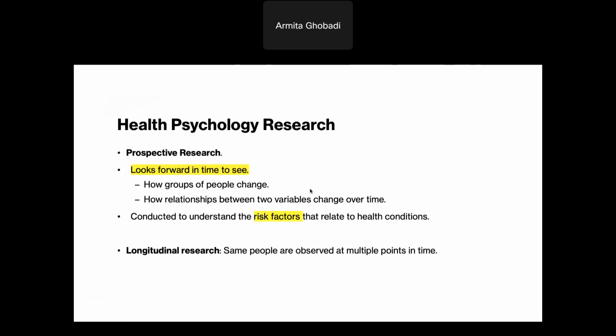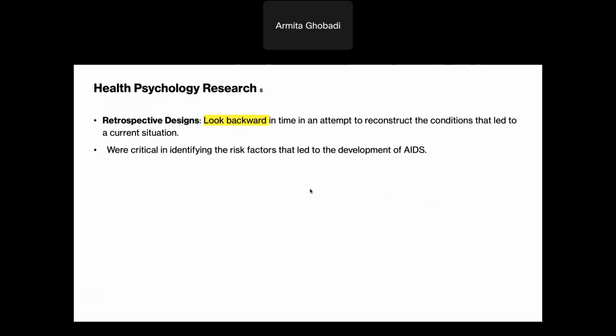Longitudinal research is just another way in which you observe a specific population, a specific sample size, at multiple time points. For example, whenever you are observing children with, for example, a learning disability at elementary school 4 times a year, like one of them in the middle of the spring semester, another in the middle of the fall semester, then at the end of spring and at the end of the fall semester.